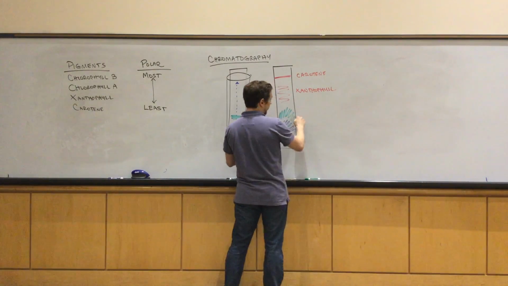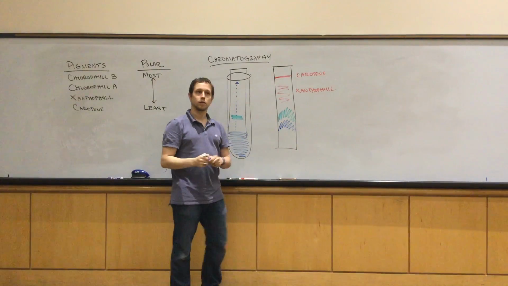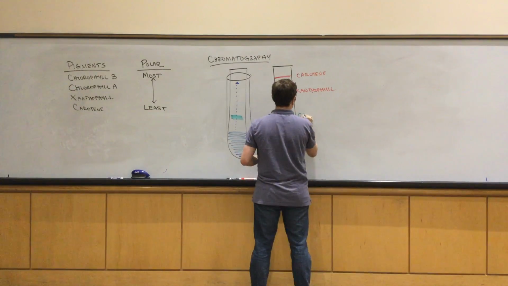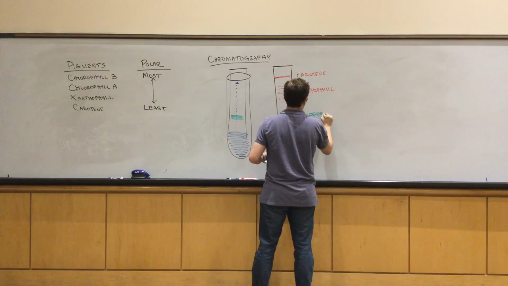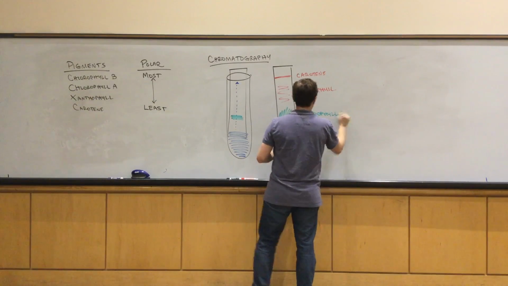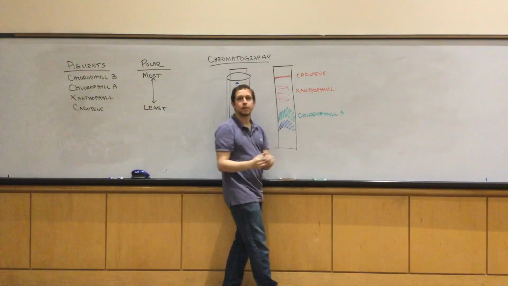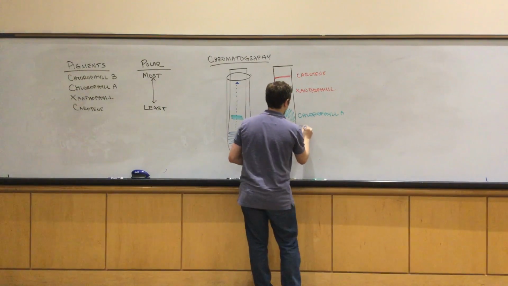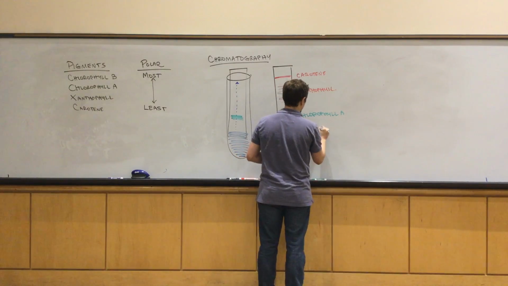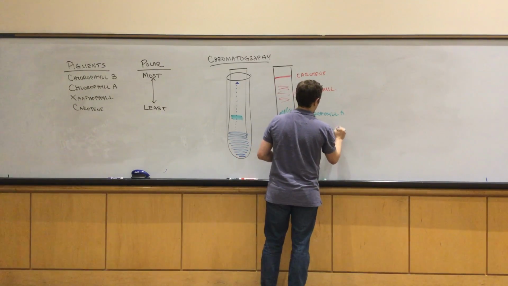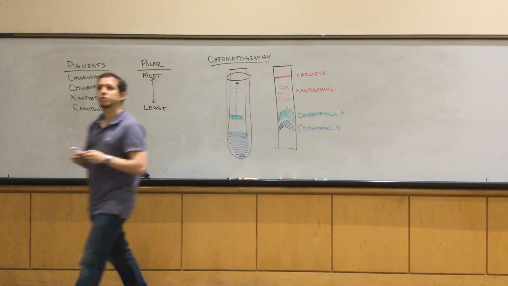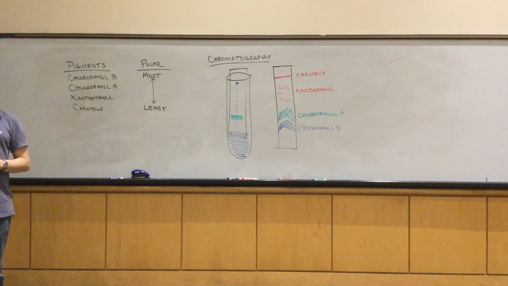Okay, so this first wave of green, which pigment is that going to be? Chlorophyll A. And then finally, this blue one here is going to be chlorophyll B. Questions, concerns? Anything I can clarify on that?